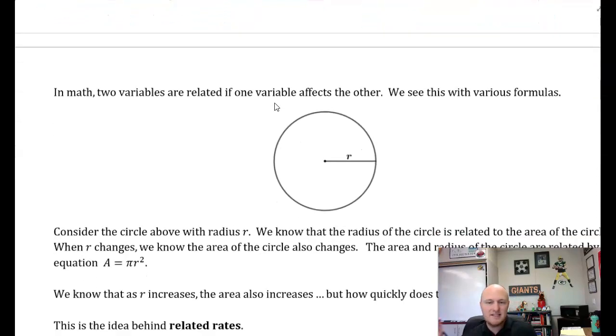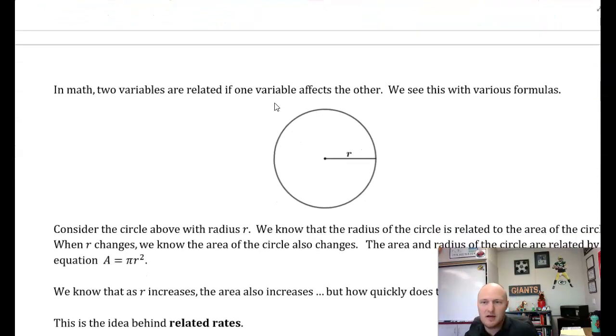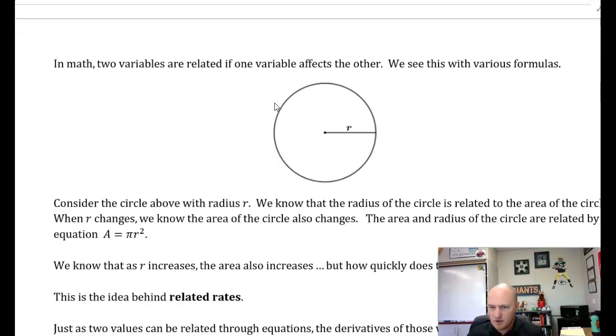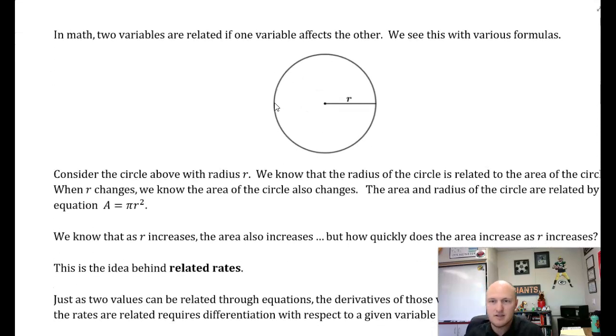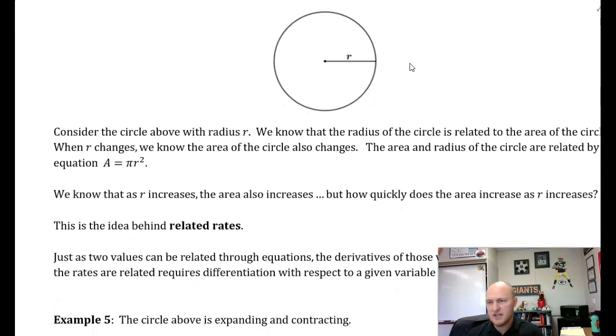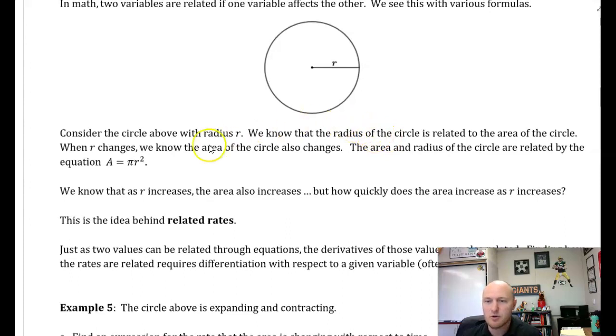All right, so let's dive into related rates. What the heck is related rates? Well, in math, two variables are related if one variable affects the other. And we see this in various formulas. And we'll take the example of a circle here for a moment. Consider the circle above with a radius r. We know that the radius of the circle is related to the area. Now, when the radius changes, we also know that the area changes.